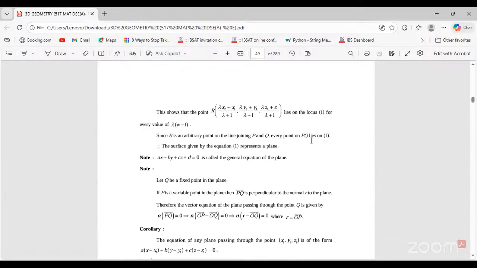So every point of PQ, that means every point on the line segment, also lies on the general equation of a plane. What is the general equation of a plane? Ax plus by plus cz plus d equals 0. Therefore, the surface given by equation 1 represents a plane. This is the general form: ax plus by plus cz plus d equals 0 is called the general equation of a plane.